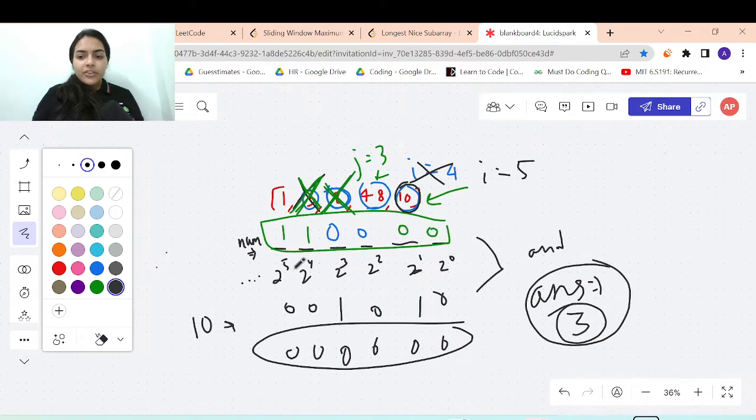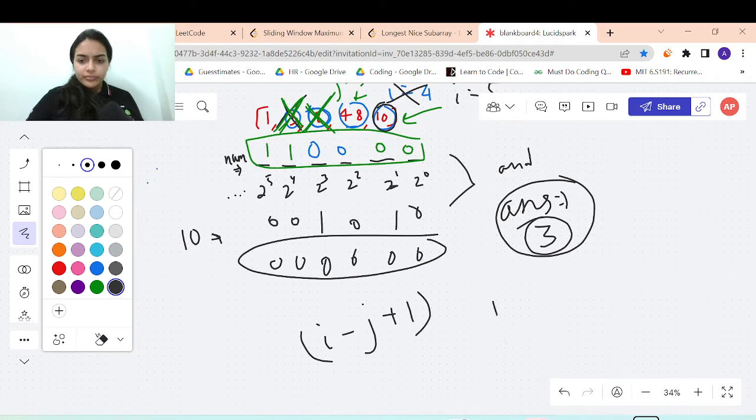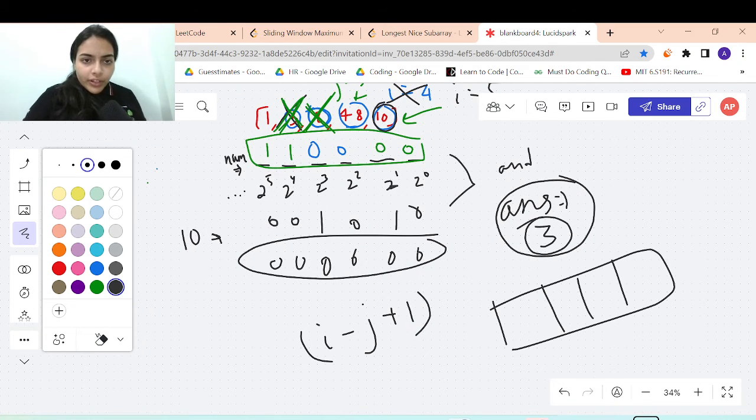How can we keep track of the length of the subarray? Length of the subarray is very simple, I minus j plus 1. Okay, let's take one example. So what were our elements? 1, 3, 8, 48 and 10.